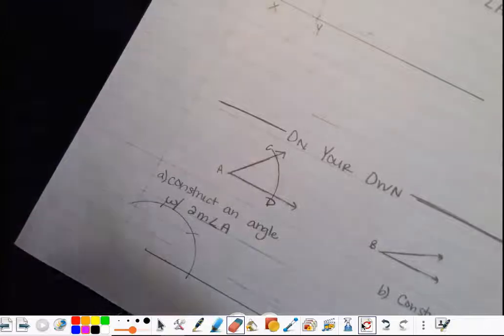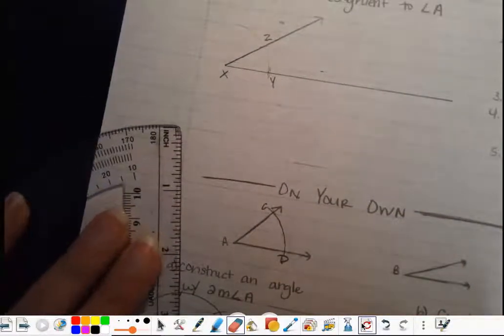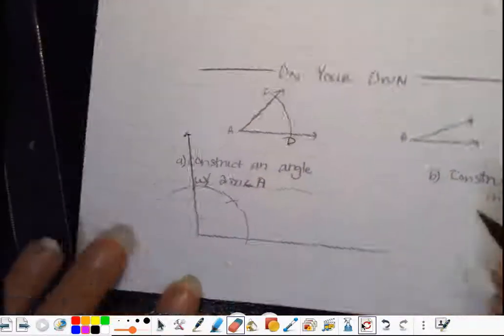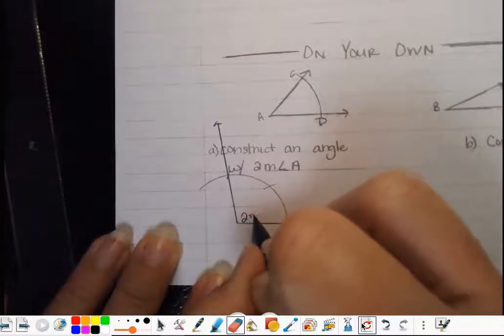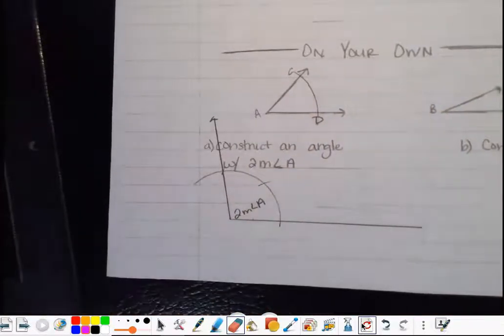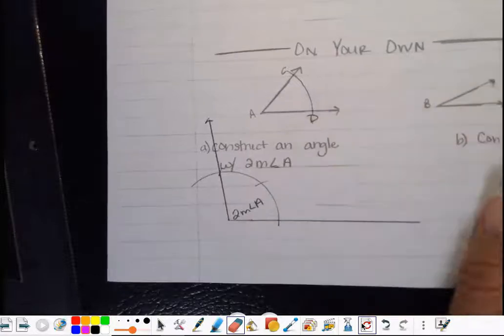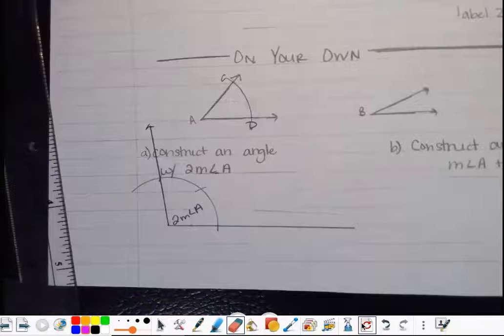And that's it. Then I draw my connecting line and I have my angle. And it's 2 times the measure of angle A. AB is a little bit harder because you're going to have to measure both A and B and then put them together. But you can do it!